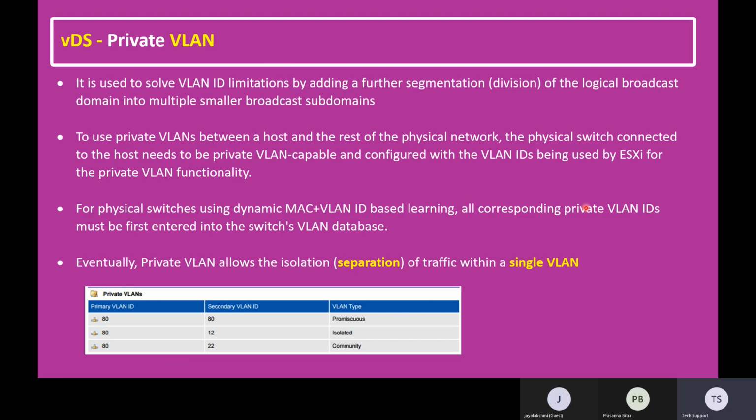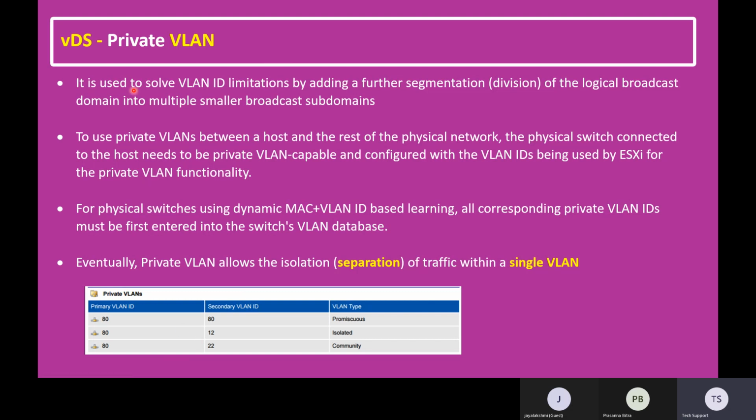All corresponding private VLAN IDs must first be entered into the switch's VLAN database. That means within our physical switches also, our network team has to register our private VLAN ID details first. Then only we can start configuring at our DV switch level. And eventually, private VLAN allows a separation of traffic within a single VLAN. This is our final end goal.